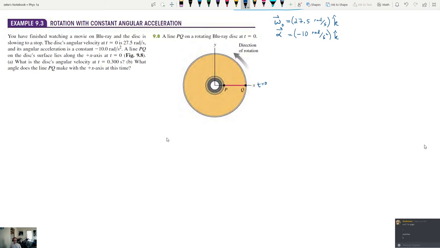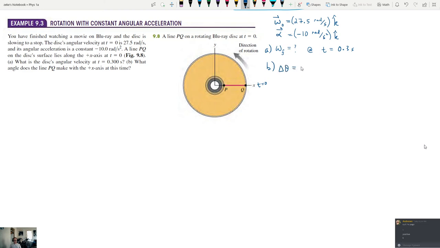It's just good to keep asking to make sure you all understand. Okay, so we have those pieces of information, this line PQ. It says, what is the disk's angular velocity at a time that's equal to 0.3 seconds? So we want to find the angular velocity omega final. This is part A. And then it says, what angle does the line PQ make with the positive x-axis at this time? Part B is going to ask us to find the angle.